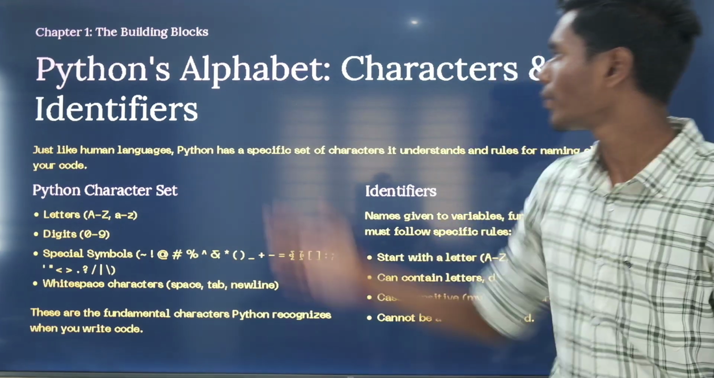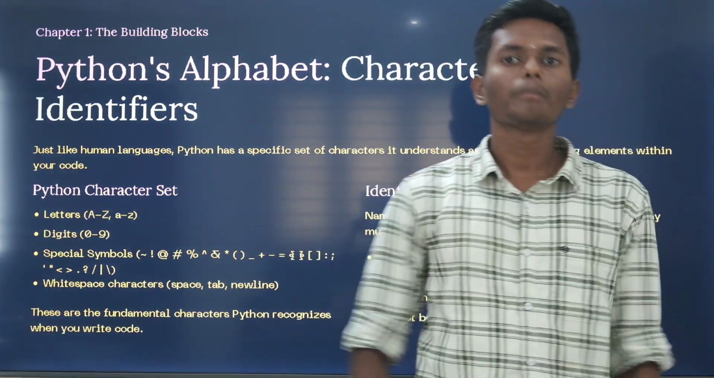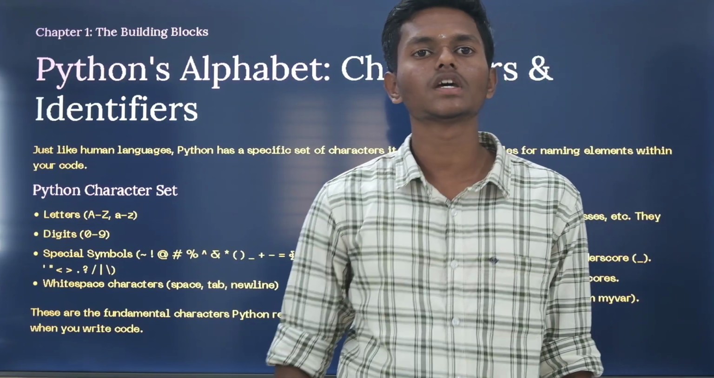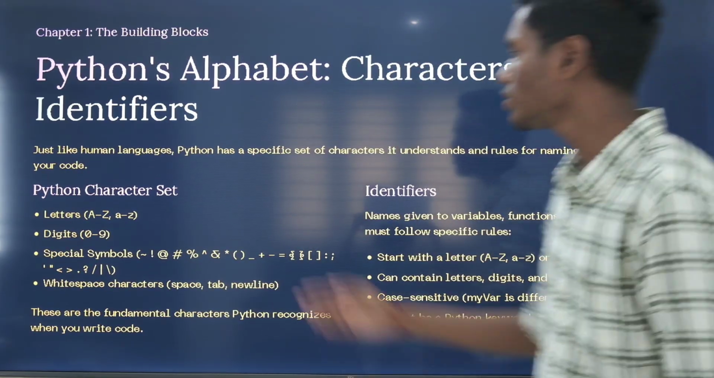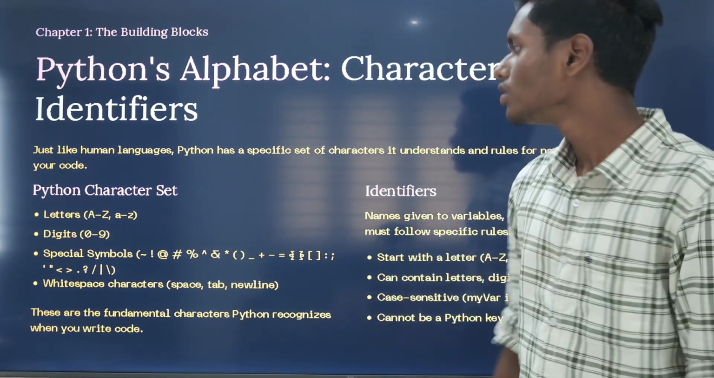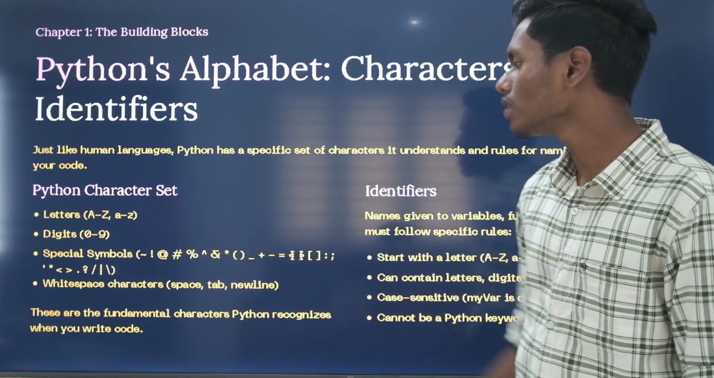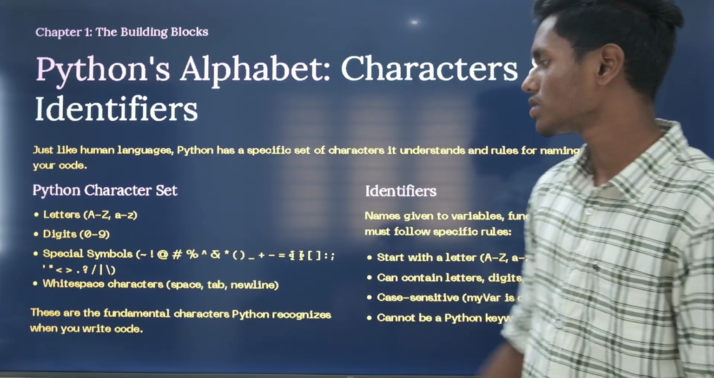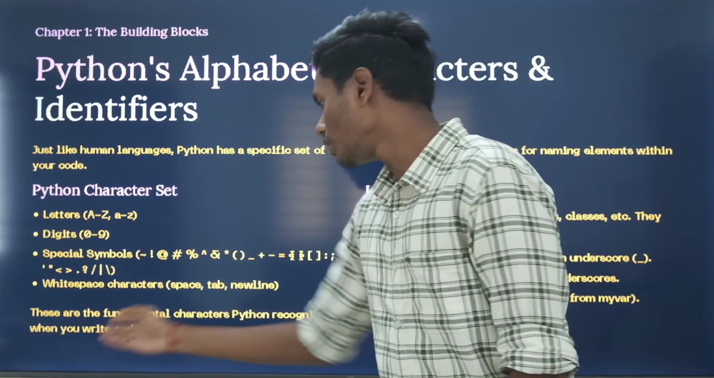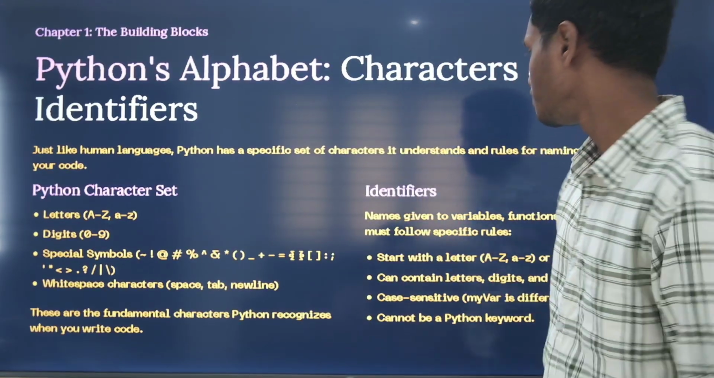Next we will see about Python's alphabet, characters, and identifiers. Just like human languages, Python has a specific set of characters it understands and rules for naming elements within your code. First we'll see about the Python character set. They are the valid characters we use with Python code. We can use letters from A to Z, digits from 0 to 9, special symbols, and white space characters such as space, tab, and new line. These are the fundamental characters Python recognizes when you use them in your code.